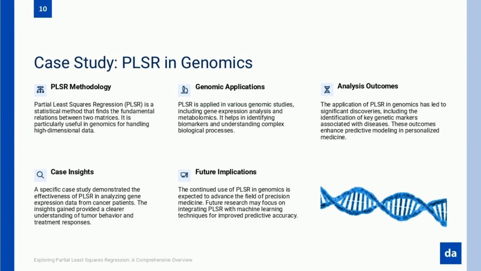The challenge in genomics isn't just the sheer volume of data, but the fact that most of it is highly correlated. Gene expression studies, for example, involve thousands of genes interacting in ways that aren't always obvious. Traditional regression methods would crumble under the weight of this complexity, but PLSR, it thrives. By reducing thousands of predictors, gene expression levels, into a small number of latent variables, PLSR helps researchers focus on the most relevant patterns without losing critical information.